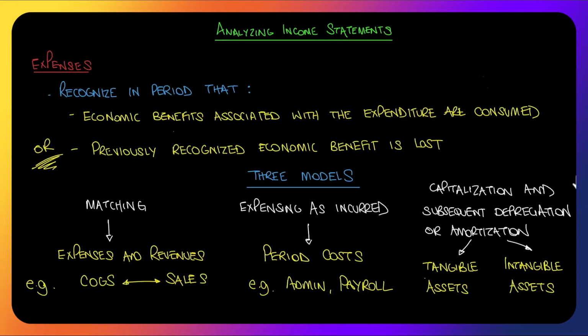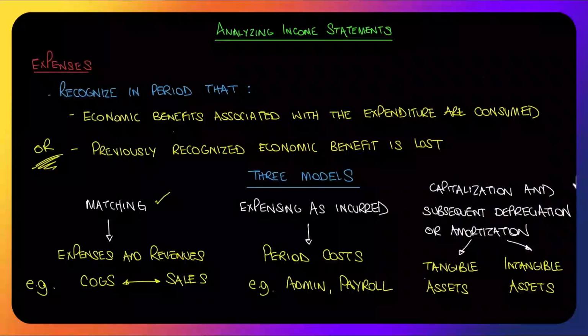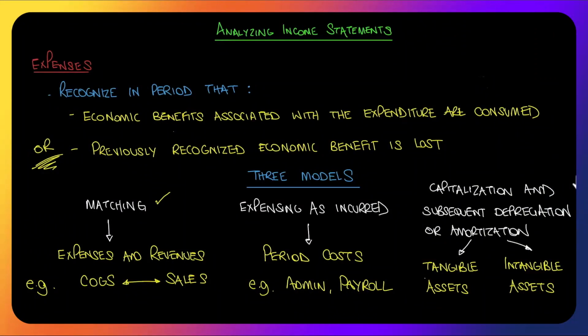First of all, matching. Matching says you must match expenses to revenues. The classic example here is inventory. You buy some goods for resale. If you haven't yet sold those goods, they just sit on your balance sheet as an asset. However, when you sell them and earn the revenue and recognize the sale, that inventory goes to the income statement in cost of goods sold. You're matching the expense to the revenue.